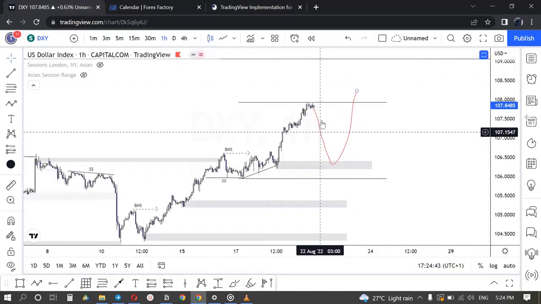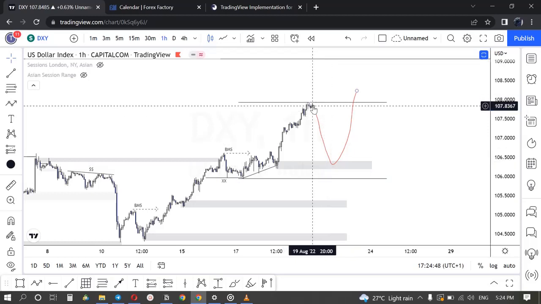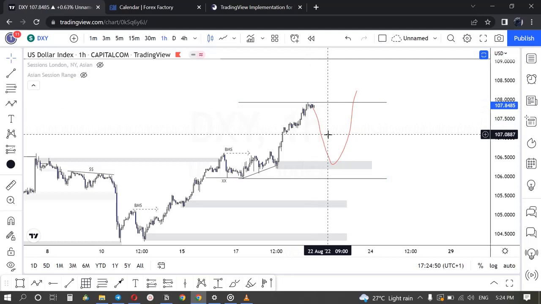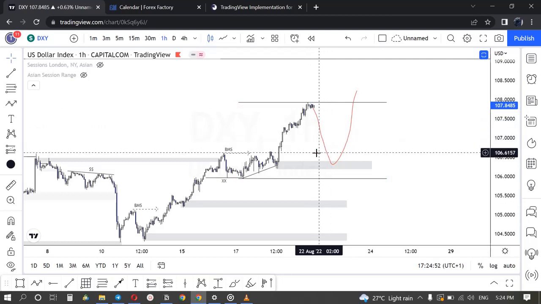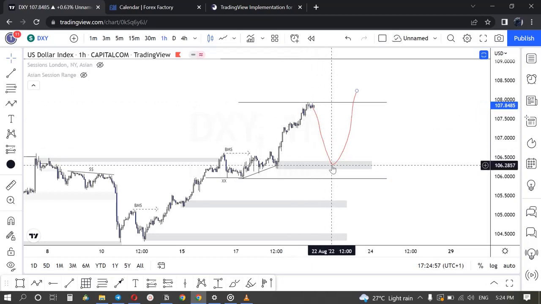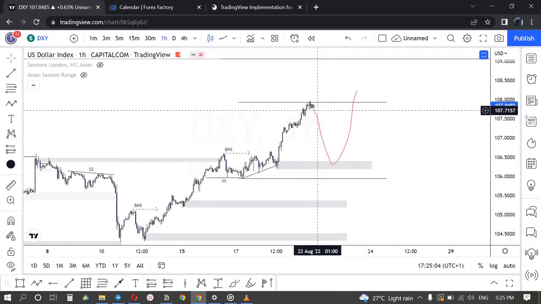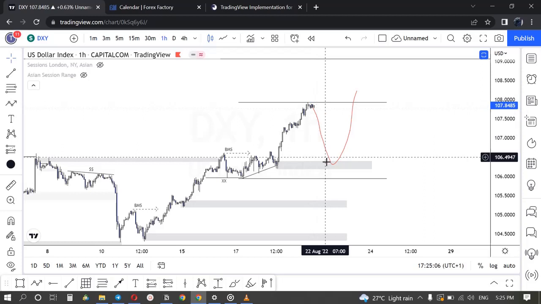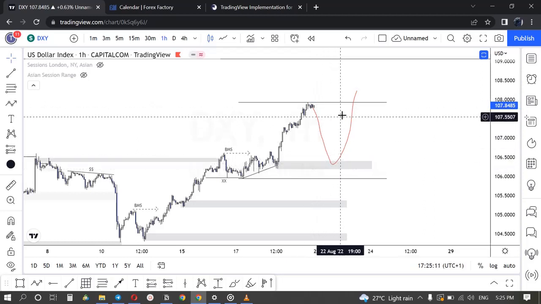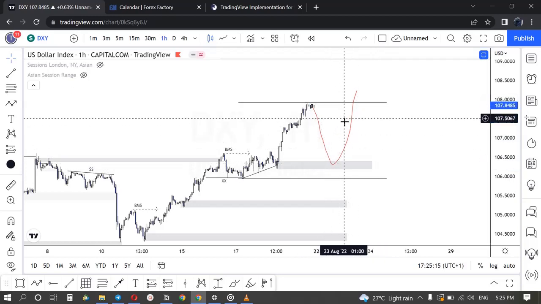So on that pullback, as DXY will be selling, EURUSD will be buying. That is what will be happening right now. As DXY is falling, EURUSD will be buying. Why? Because we will be anticipating DXY to mitigate. Once price mitigates this area, the same thing on EURUSD will also have a mitigation there. So that is how it is.